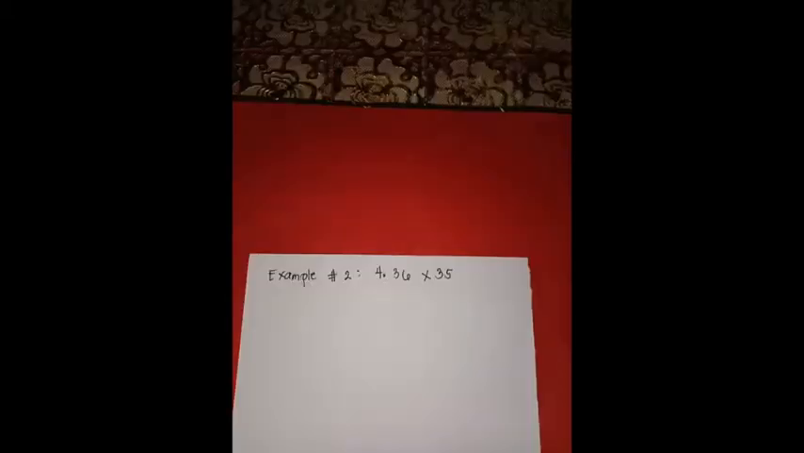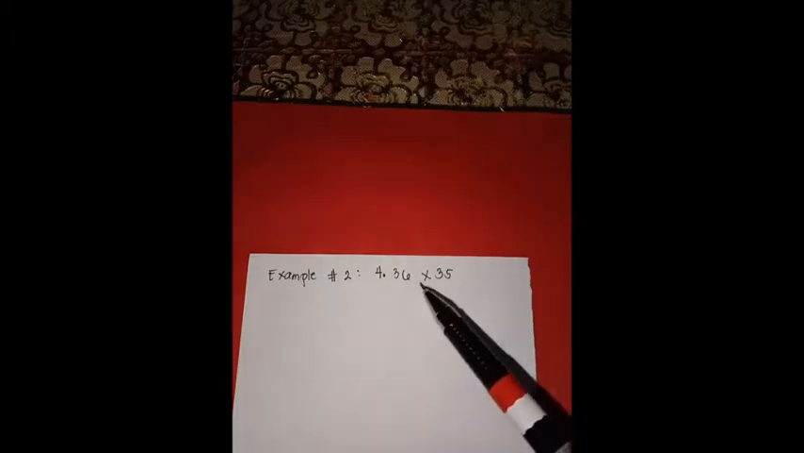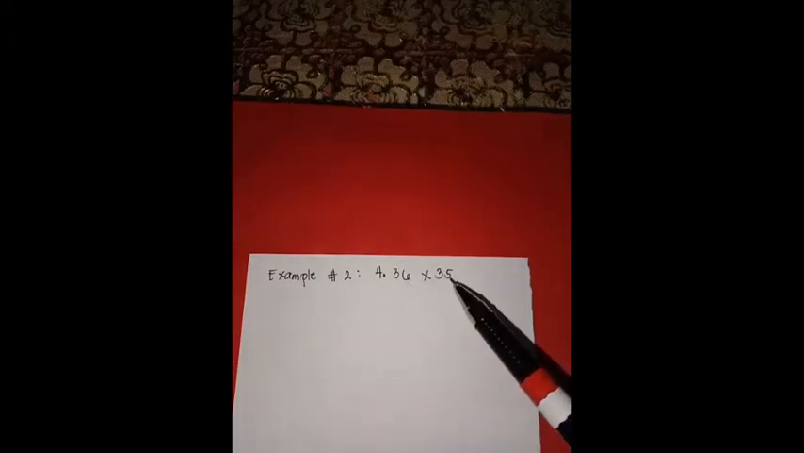Okay, so let's have example number 2. So, for example number 2, we have here 4 and 36 hundredths multiplied by 35. So, i-rearrange lang natin siya into vertical para mas madali natin siyang ma-multiply. 4 and 36 times 35.